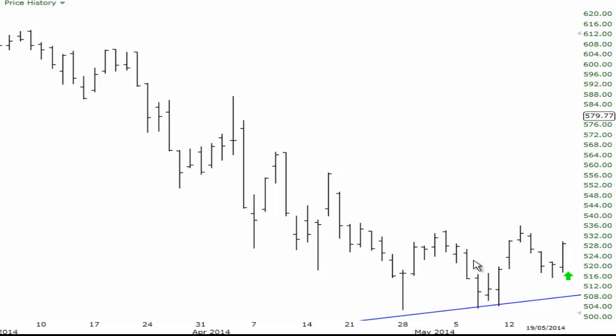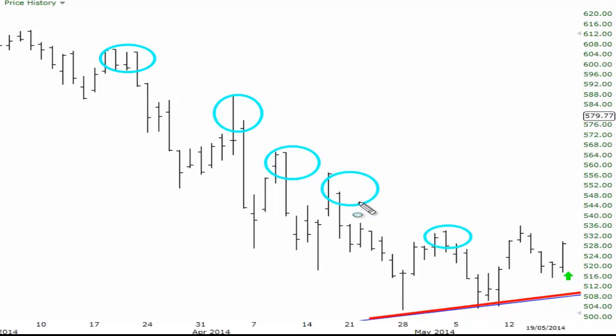So let me walk you through these steps one more time. One, we need the weekly support line. Two, we need to make sure the market is making several lower peaks coming down towards the weekly support line. Then three, we need a higher peak. So several lower peaks followed by a higher peak, followed by a higher trough, and that's the entry there.